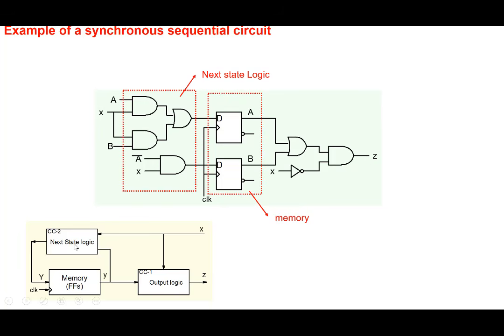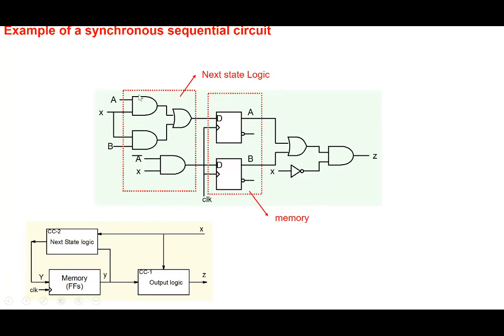The next state logic: note that A and B are the outputs of the flip-flops here. For the sake of clarity, the lines have not been drawn from the output to the input like this, and from here to the input like this here. So A and B are the outputs of the flip-flops, and they represent the present state here.